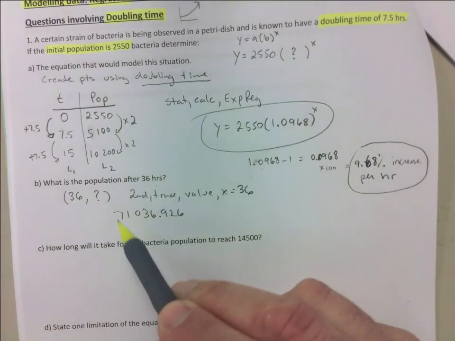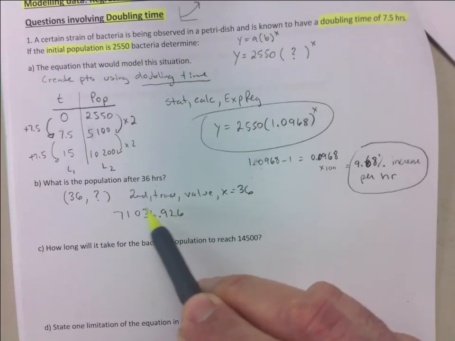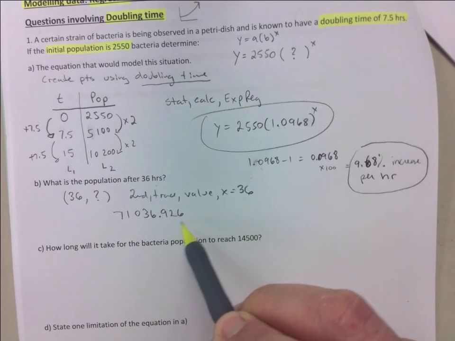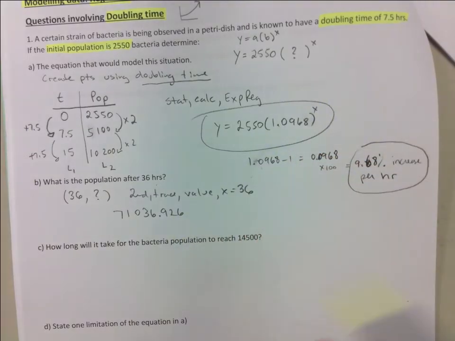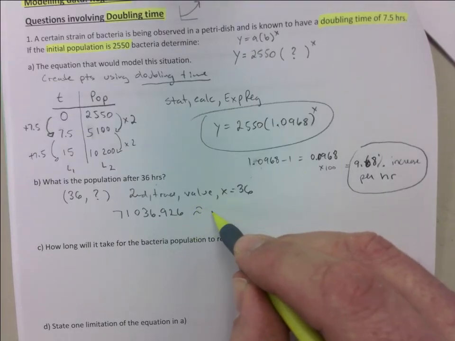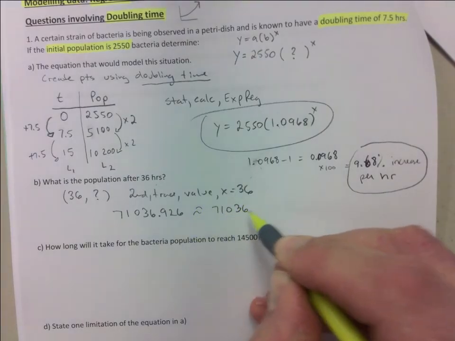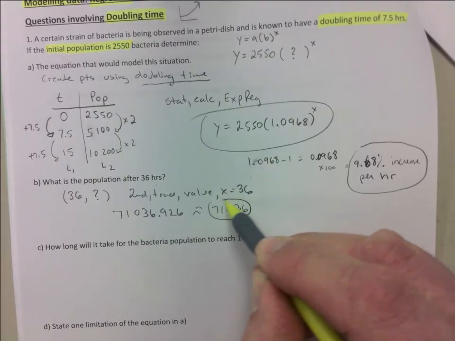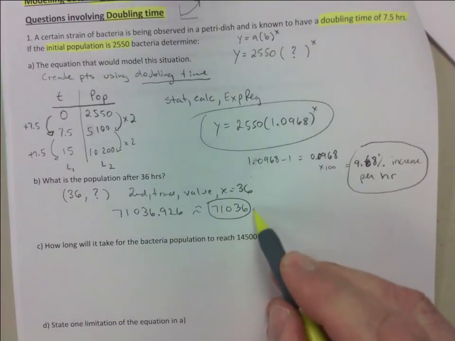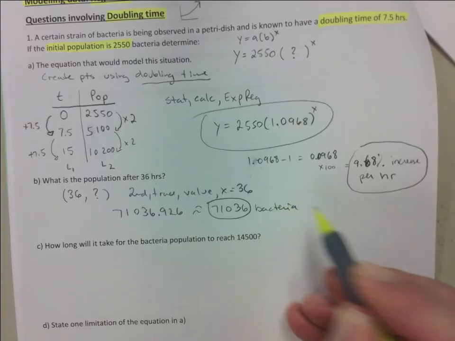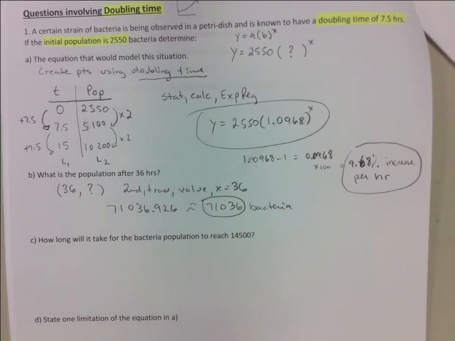Can you state it like this? Is this okay in this scenario with the data that we're dealing with? What are we talking about? Population, right? This implies you need to round to a whole number, okay? This is not dollars, this isn't time. So you need to say approximately. I would just round it to this, okay? This would be the acceptable answer in this case. Bacteria, okay? Doesn't hurt to put down the units.